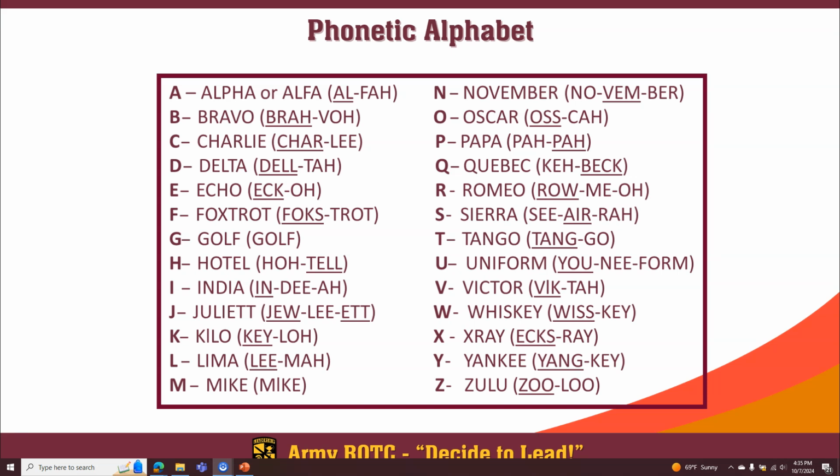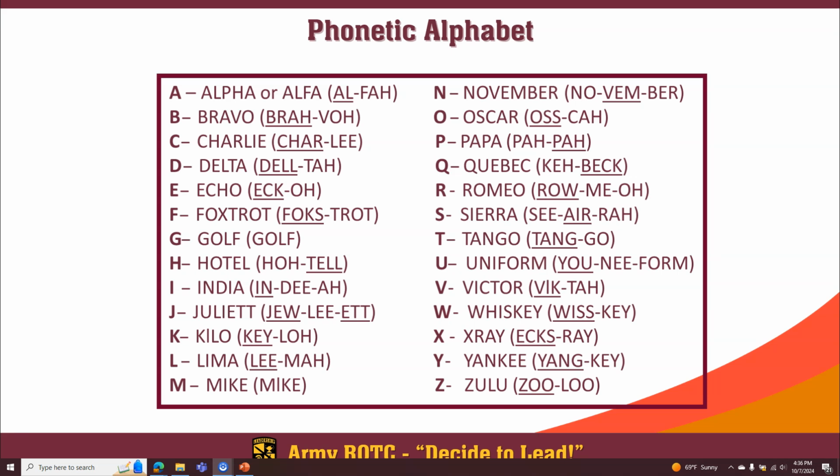Bravo, Charlie, Delta, Echo, Foxtrot, Golf, Hotel, India, Juliet, Kilo, Lima, Mike, November, Oscar, Papa, Quebec, Romeo, Sierra, Tango, Uniform, Victor, Whiskey, X-ray, Yankee, Zulu. So there's all 26 letters phonetically said.